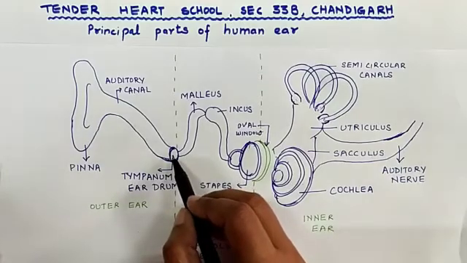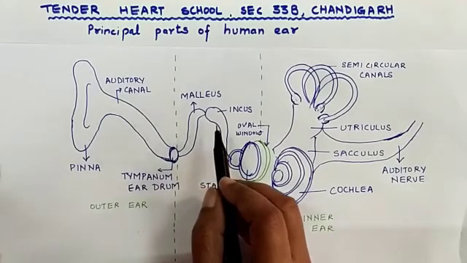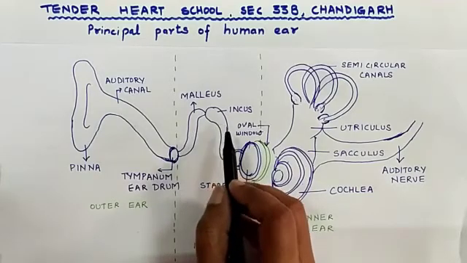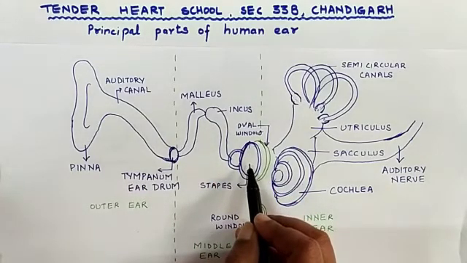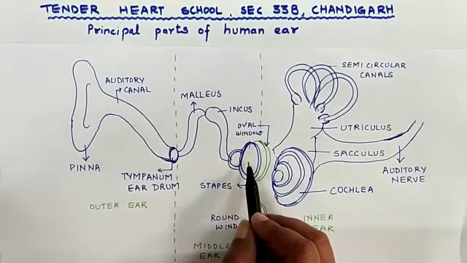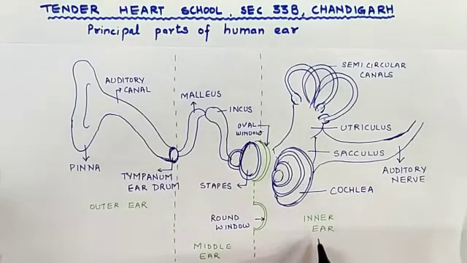Further, the vibrations are received from the tympanum by the malleus. It starts vibrating. It further passes on the vibrations to the incus. Incus will start vibrating. Then the incus will set the stapes also into vibrations. Finally, the stapes, which is present over the oval window, passes the vibrations through the oval window to the cochlea, which is part of our inner ear.